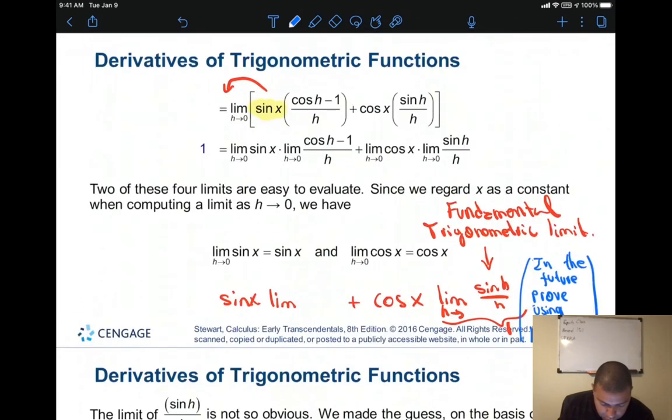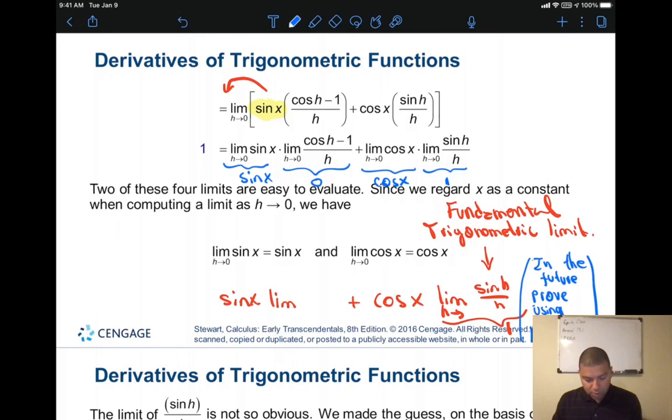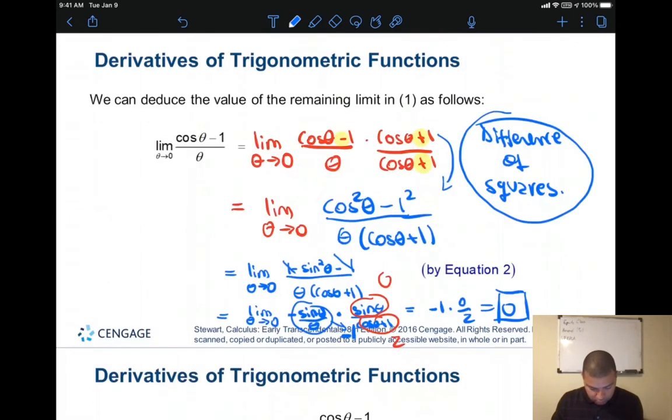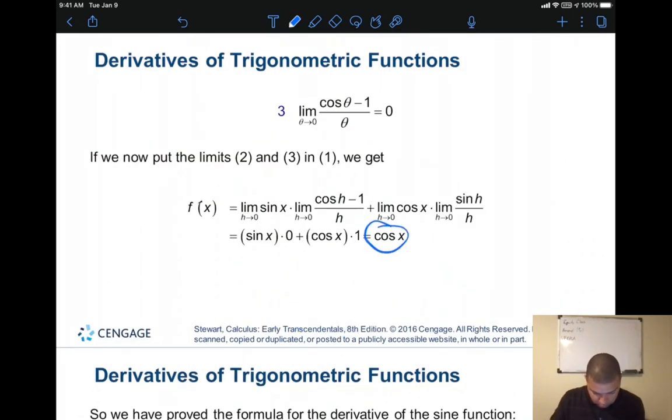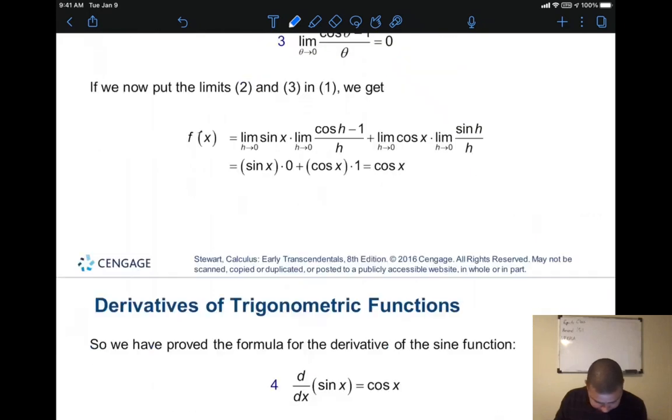If I go back to the original thing that I had found, this is sine x, this is 0, I just calculated it, this is cosine x, and this is 1. So at the end, you have this whole thing equals 0 because it's sine times 0. Cosine times 1 is just cosine. So the answer is cosine. The final is cosine, right? Which is what they're doing on this slide right here.